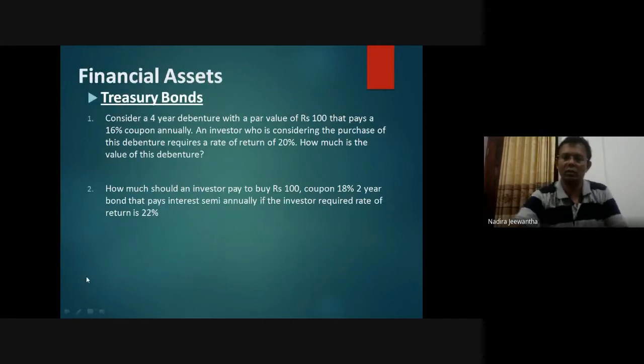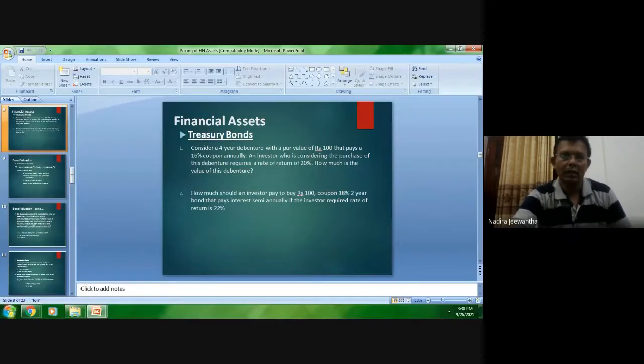Now, when you calculate the treasury bond, we calculate the treasury bond pricing based on the cash flows. Now see, listen carefully. Cash flows. So when you invest in this particular debenture, what are the cash flows we are getting? Coupon interest. Nothing else. Coupon.